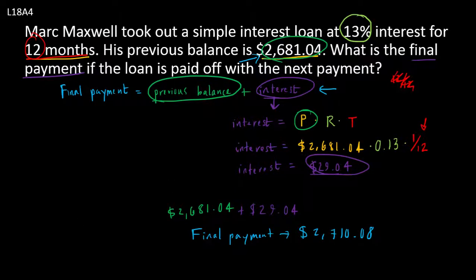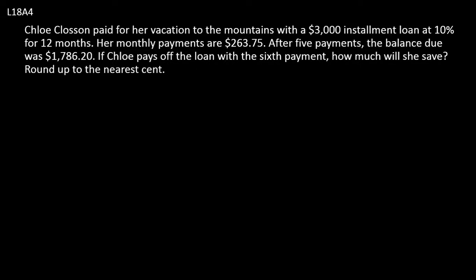Okay, let's do another example here. So in our last problem, we calculated a final payment. And this is the part with this example where we'll talk about how much money you save by making that final payment early. So we have Chloe who paid for a vacation. We're told what the cost of the vacation was, the rate, how long she's paying, the amount of her monthly payments. And we're told that after 5 payments, the balance due was $1,786.20. So if Chloe pays off the loan with the 6th payment, how much will she save?